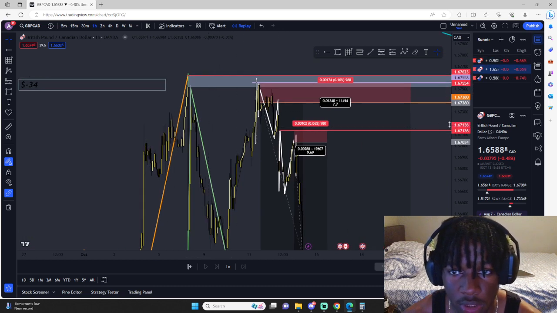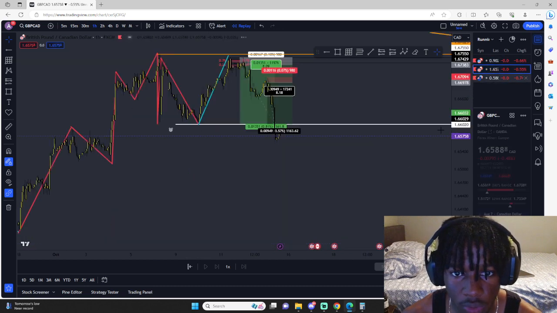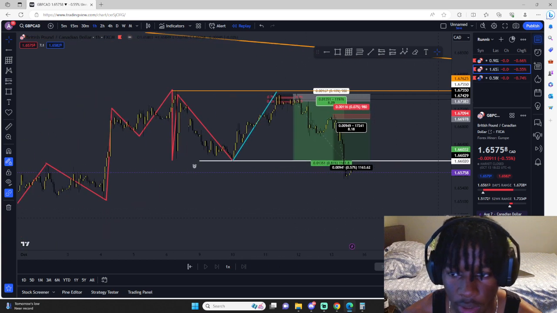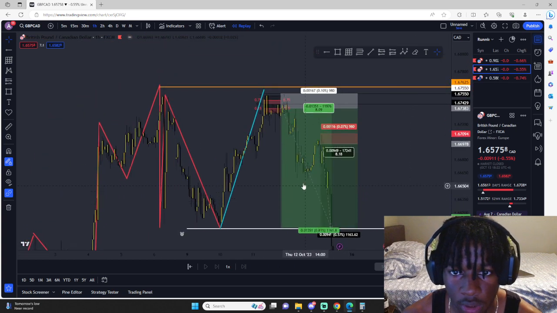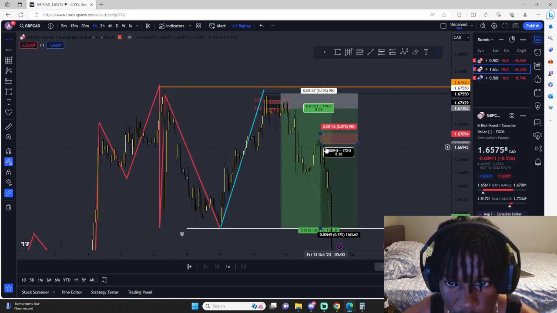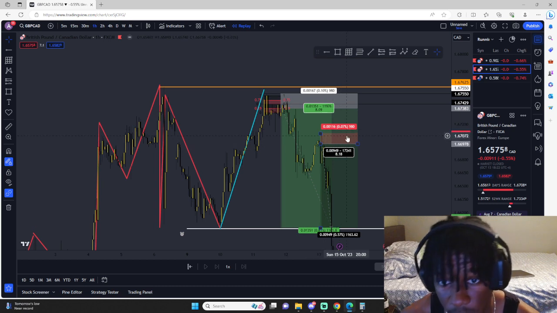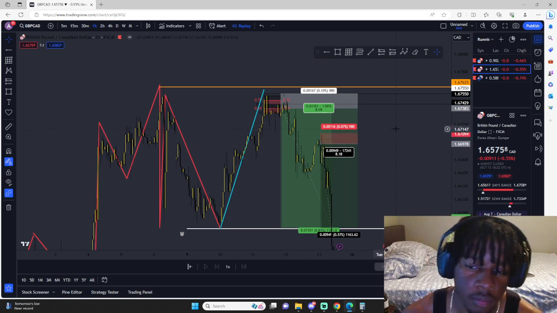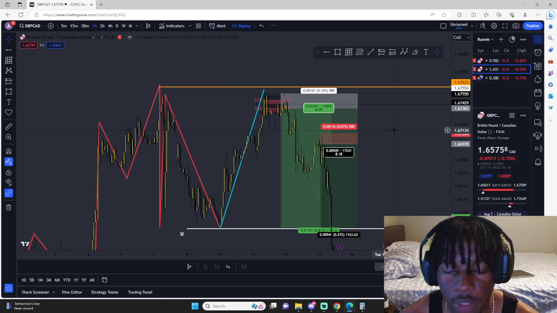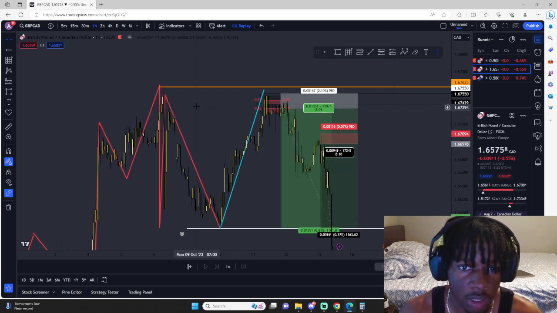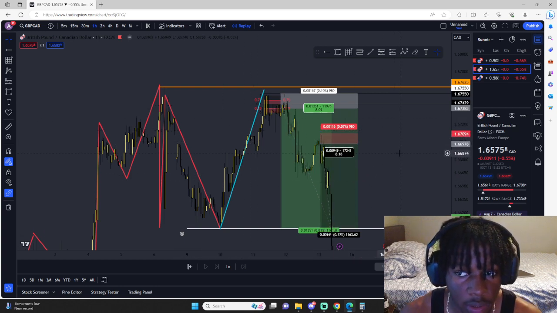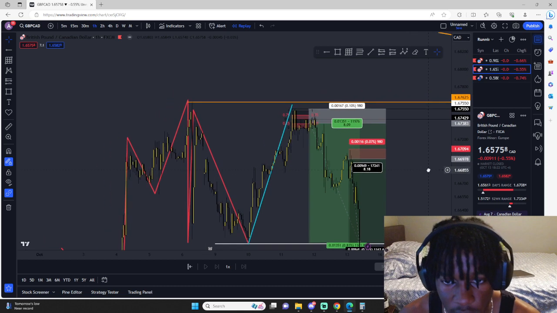Once again, this is my initial entries and what it really looked like when I got in. Like I told you, I had a 16 pip stop loss. Oh, I had an 11 pip TP, I mean SL. Yeah, man. That's pretty much GBP-CAD and how I made $420 from 68.